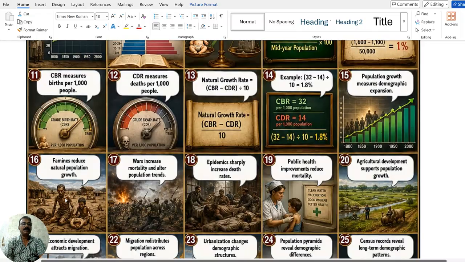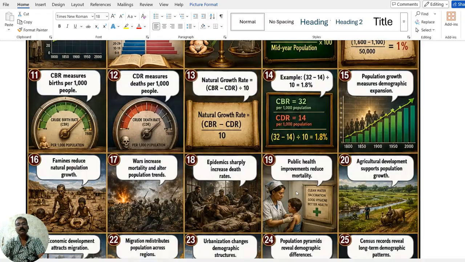And similarly, famines reduce natural population growth. If there is a huge reduction in natural population growth, it may reflect that there may be famine. Similarly, war increases mortality and alters population trends. If there is war, it increases mortality and alters the population trend. Similarly, epidemics sharply increase death rate. If there is a sharp increase in death rate, it may be a reflection of epidemics from the angle of the historian.